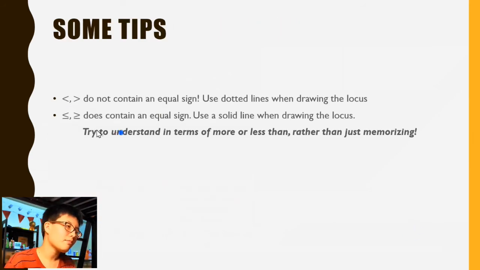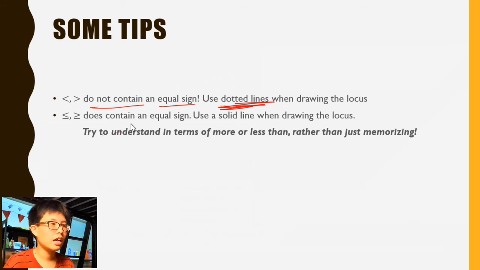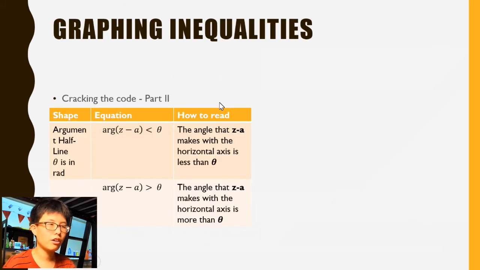So again, some general tips. If the inequality does not contain an equal sign, use dotted lines when drawing the locus or loci. If it does contain an equal sign, draw a solid line. What I'm talking about is somewhere here.